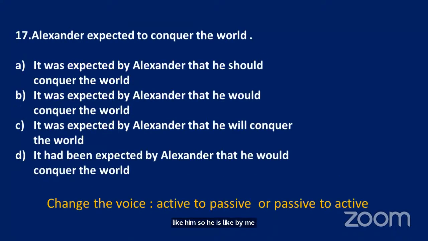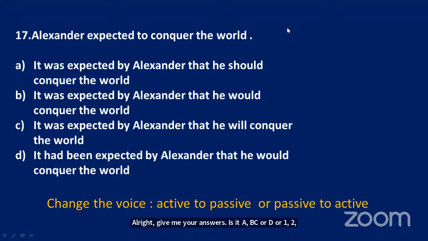Alexander expected to conquer the world. So 4 options are given. The first option is: it was expected by Alexander that he should conquer the world, or it was expected by Alexander that he would conquer the world, or it was expected by Alexander that he will conquer the world. Or the fourth option, it had been expected by Alexander that he would conquer the world. All right, give me your answers.